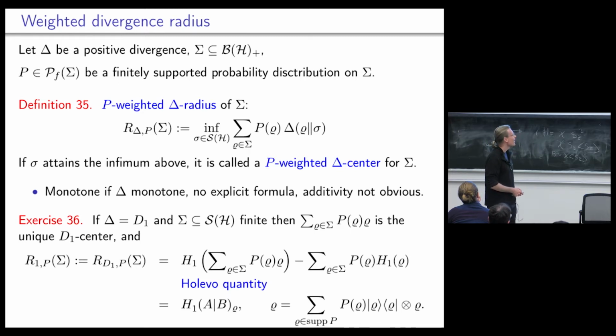But anyway, it is related to something that we have talked about before. So mutual information, this p-weighted relative entropy radius and the Holevo quantity are the same. Okay, so various concepts that we have introduced turn out to be the same.